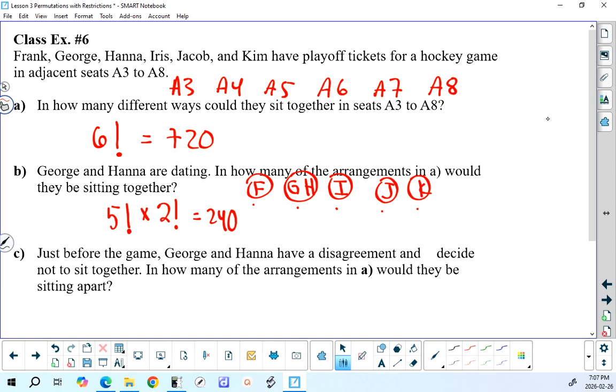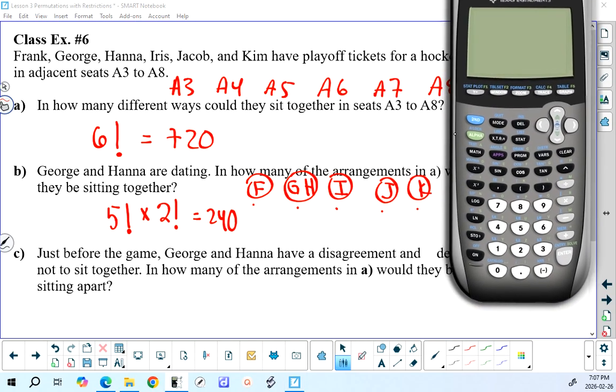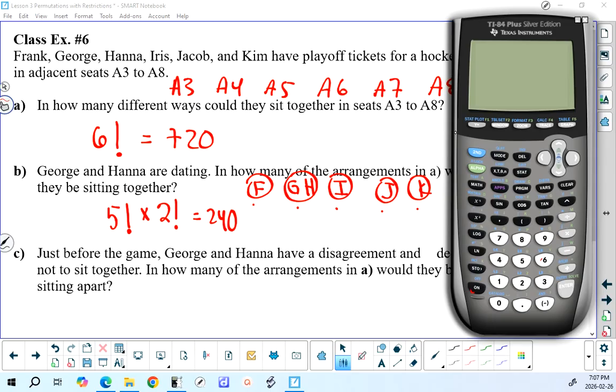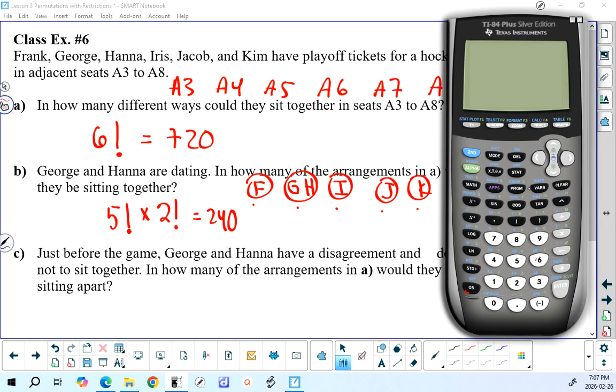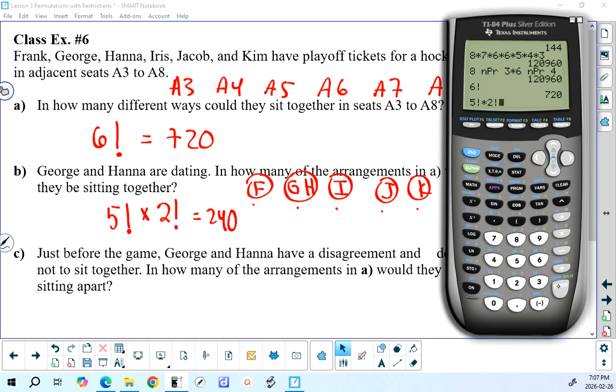Boy, we better just make sure before I go on. I'm pretty sure on these numbers, but 6 factorial, yeah, it's 720. Sometimes late in the day, I just better check. 6 factorial, 720. 5 factorial times 2 factorial. I hope everybody recognizes I don't have to go 2 factorial. I could just go 2. That's 240.